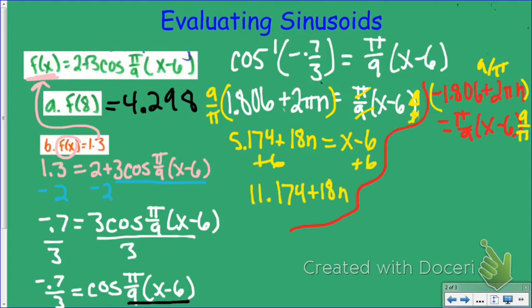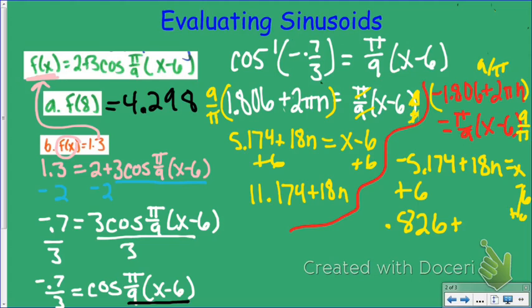So I'm going to do negative 1.806 times 9 over pi, and it's going to give me the same value but negative. So I have a negative 5.174 plus 18n, and that equals x minus 6. So again, my last step is going to be to add 6. So I'm going to add 6 to both sides, and I'm left with x equals 0.826 plus 18n. So let me go ahead and circle the whole thing together. This is my general solution here.